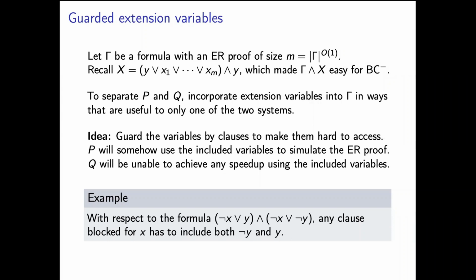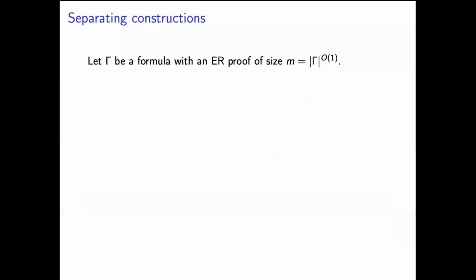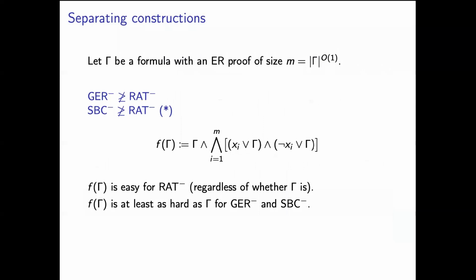So for instance, you know that if you have these two clauses appearing, then it's useless to try to derive anything that's blocked for X. This is the vague, simple version of the idea that will derive all the examples. And I will not give you proofs, but I will show you the constructions that separate the pairs of systems that we have.